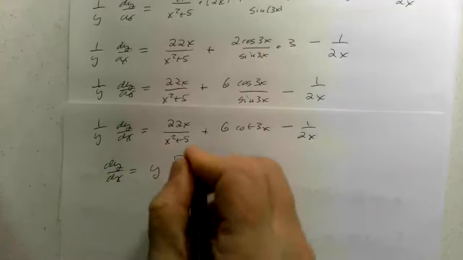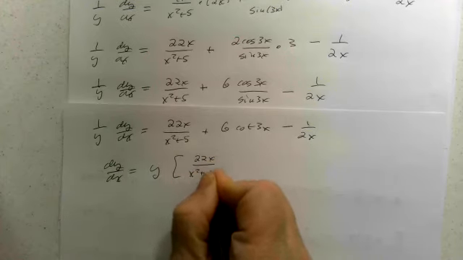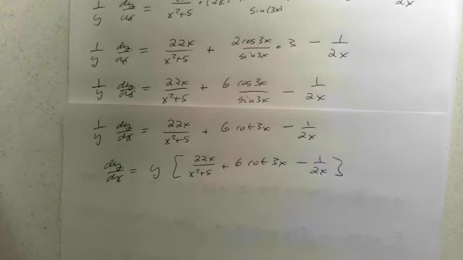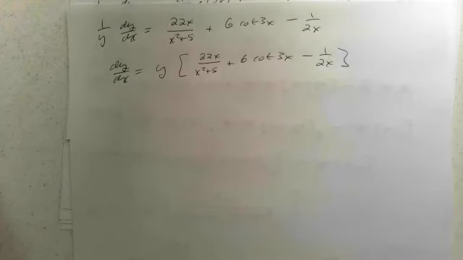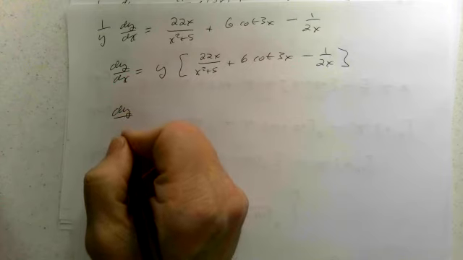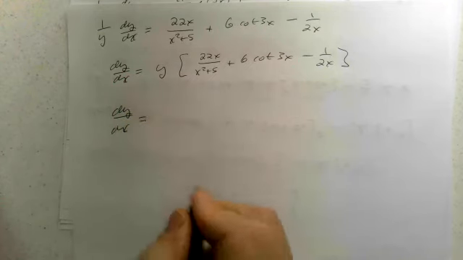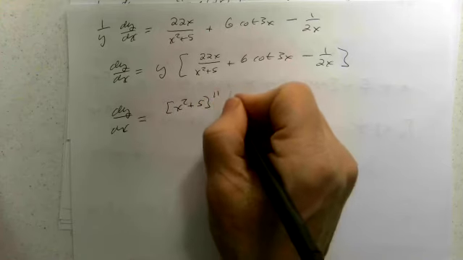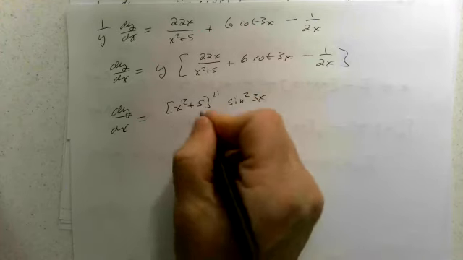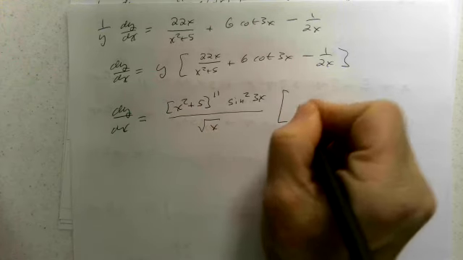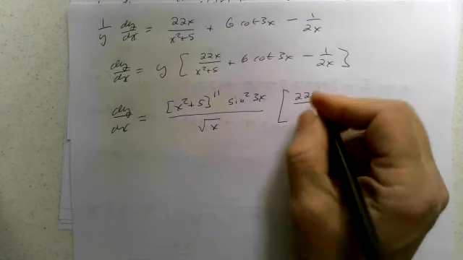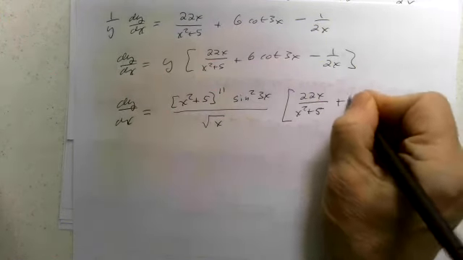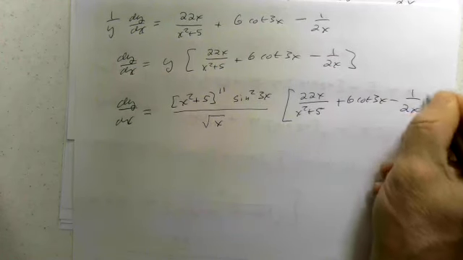dy/dx equals y times all of this: 22x over (x squared plus 5) plus 6 cotangent 3x minus 1 over 2x. And what was y? Well, y was (x squared plus 5) to the 11th times sine squared of 3x over the square root of x. Let's write all that out. (x squared plus 5) to the 11th times sine squared of 3x over the square root of x, all multiplied by this, which I certainly do not want to simplify: 22x over (x squared plus 5) plus 6 cotangent 3x minus 1 over 2x.